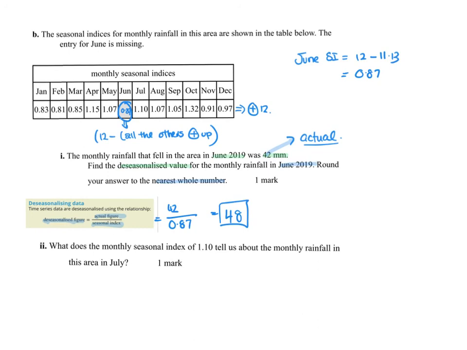All right, next question: what does the seasonal index of 1.10 tell us about the monthly rainfall? When it's over 1, it tells us that July is 10% above average. So you can change that to a percentage, 10% above average.